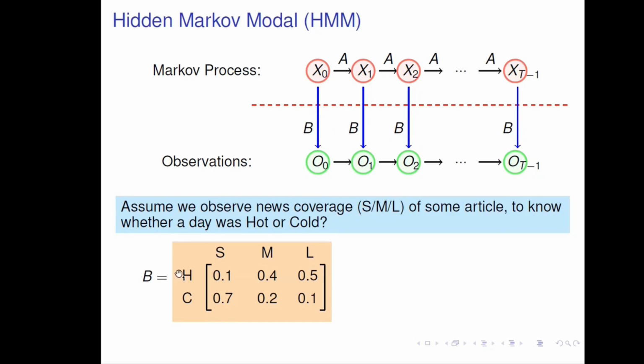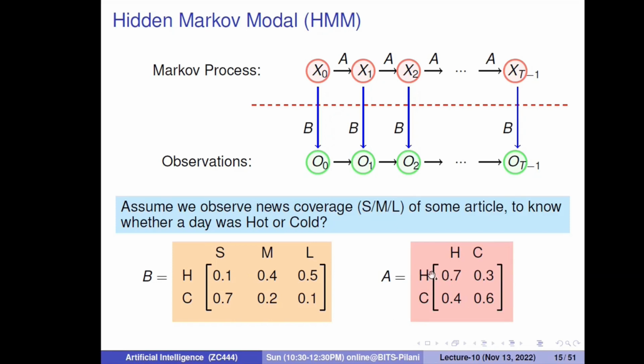On the hot day, the probability that the small coverage would be there is 0.1, medium coverage is 0.4, large coverage is 0.5. On the cold day, small coverage is 0.7, medium 0.2, large is something like this.